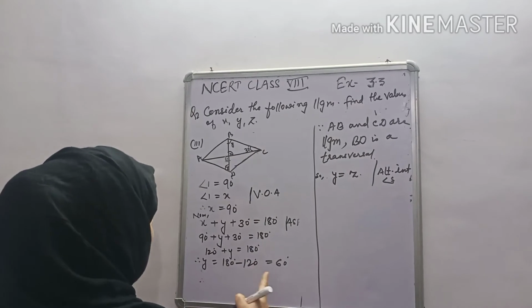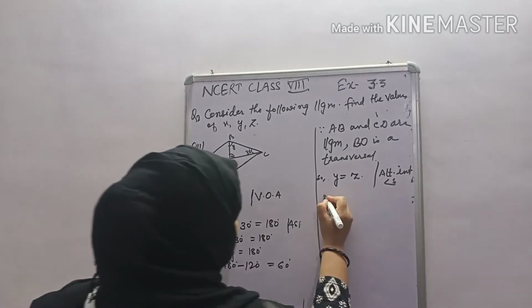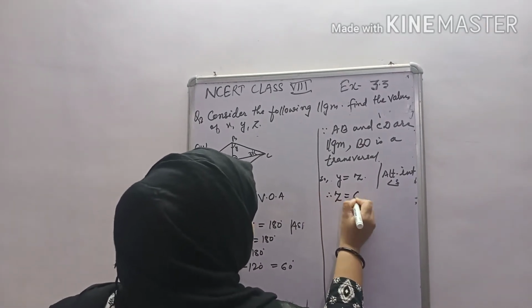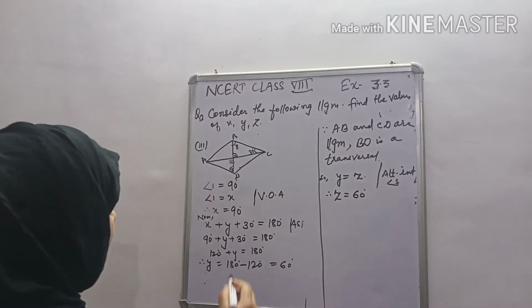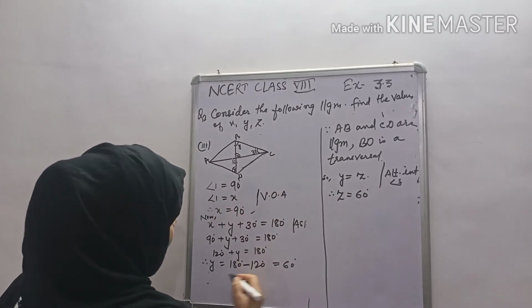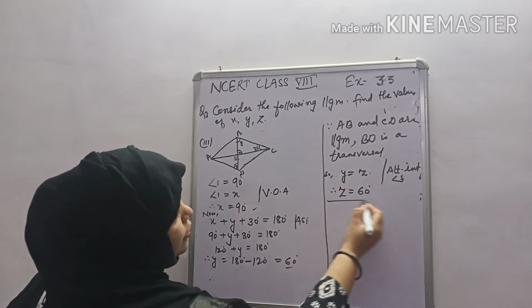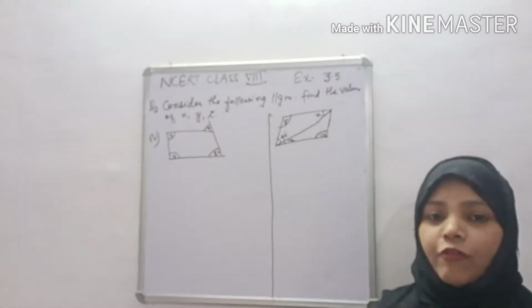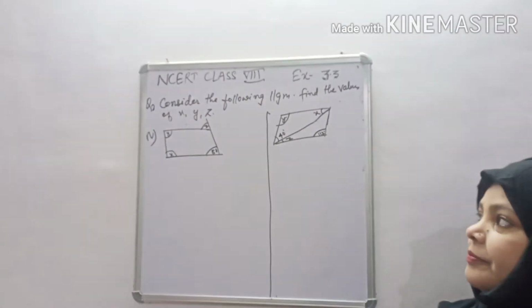So what is the value of y here? 60 degree. Therefore, z is equal to 60 degree by alternate interior angles. So here x is equal to 90 degree, y is equal to 60 degree, and z is equal to also 60 degree. Let's see the fourth part of question number 2 here.